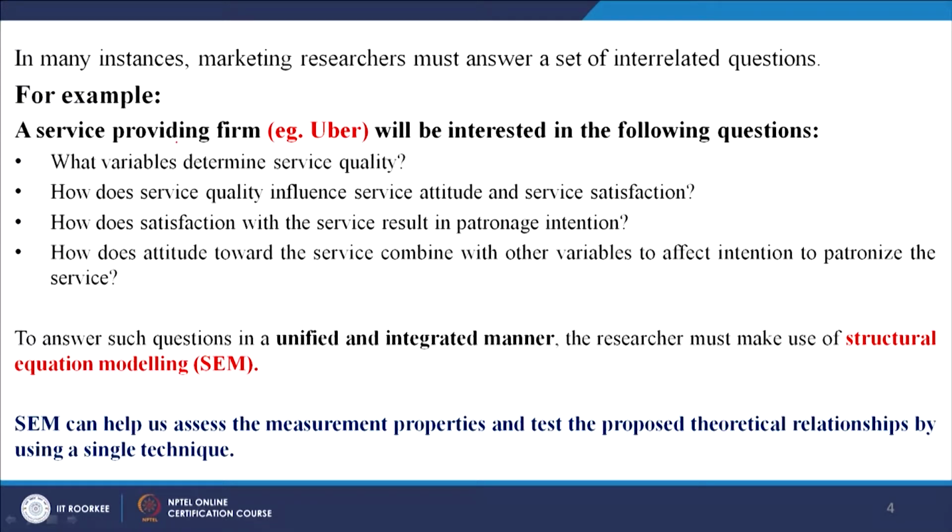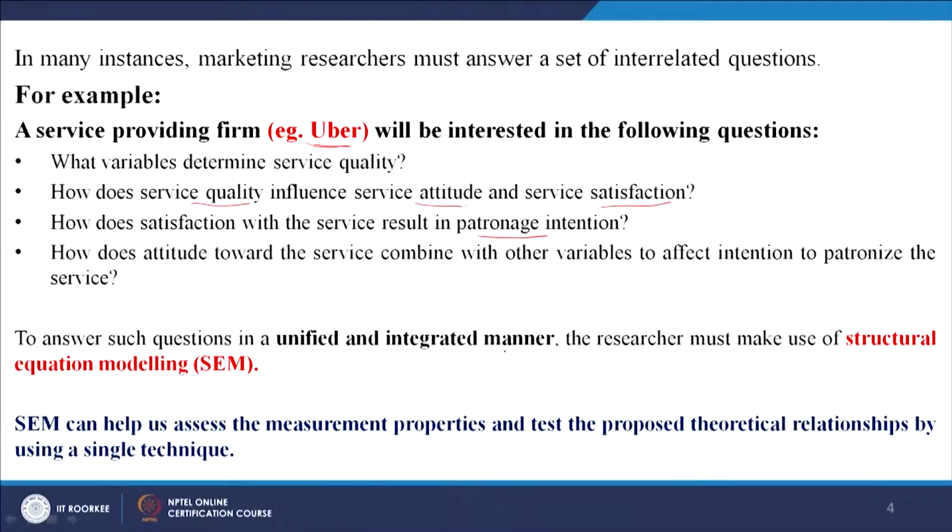For example, a service provider like Uber will be interested in the following questions. What variables determine service quality? How does service quality influence service attitude and service satisfaction? So, is there any relationship between quality of service and the attitudes towards the service and the satisfaction towards the service? How does satisfaction with the service result in patronage or loyalty, whether people would come again and again? How does attitude towards the service combine with other variables to affect intention to patronize the service? So, these are some relationships.